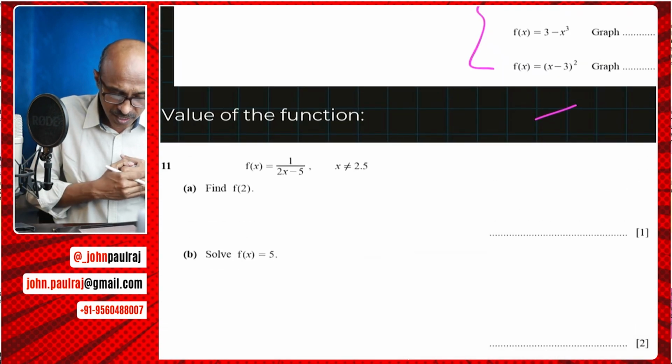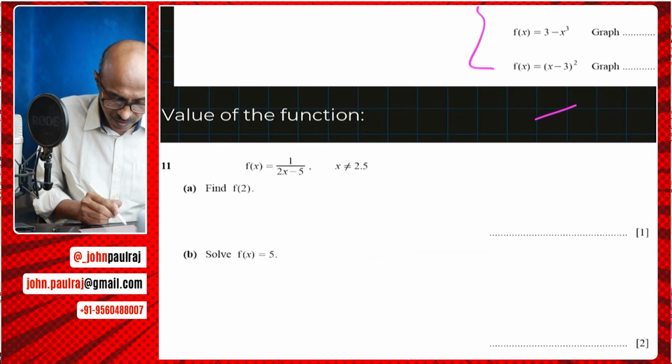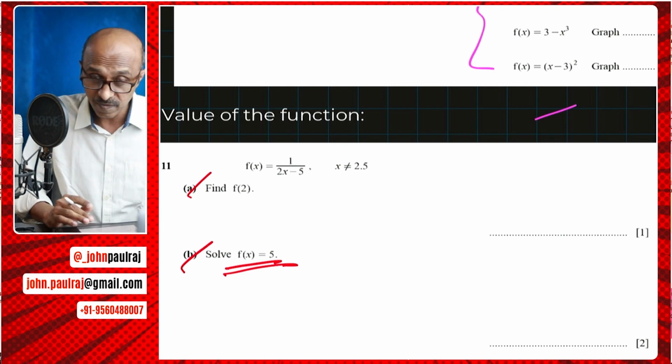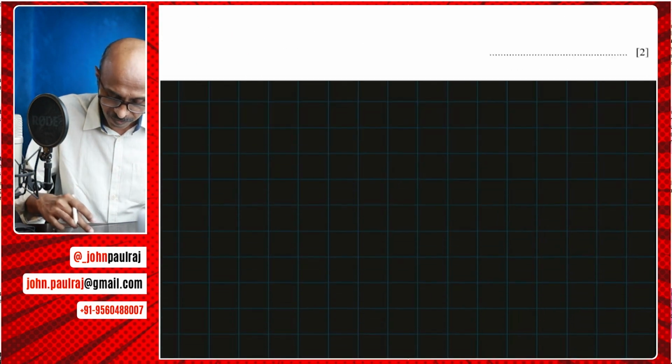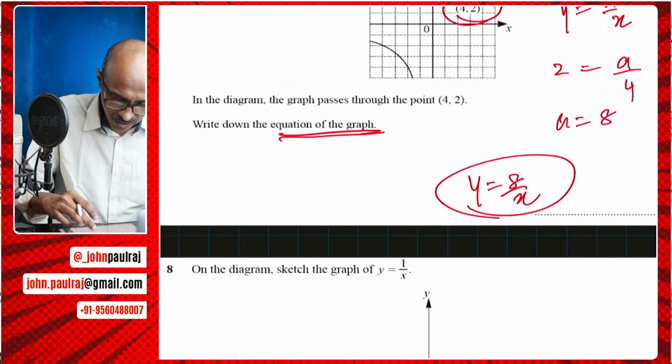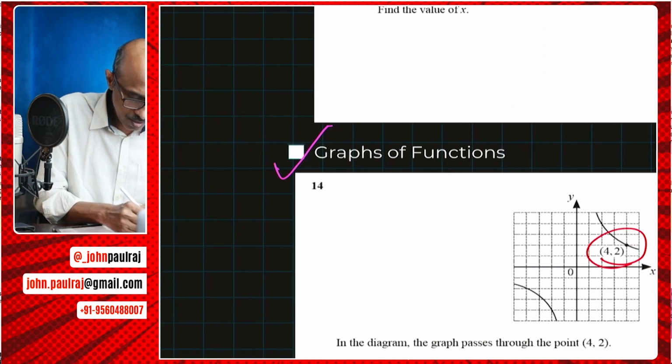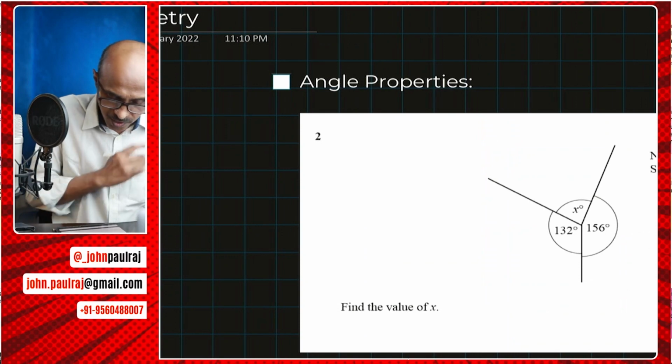Finding the value of the function is pretty straightforward. You're given the function and you're asked to find the value of the function at a certain point, and then to solve f of x is equal to 5. You probably have done these questions as practice for even paper 4. So I think that's all that I have for functions. Let's move on to the next one then, which is geometry.